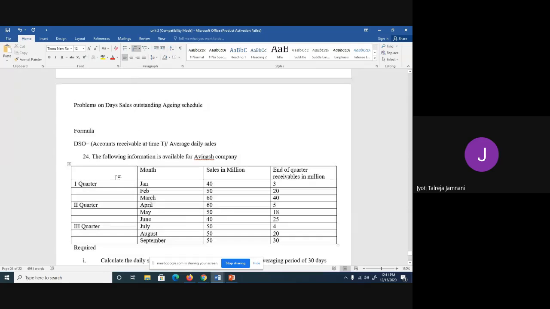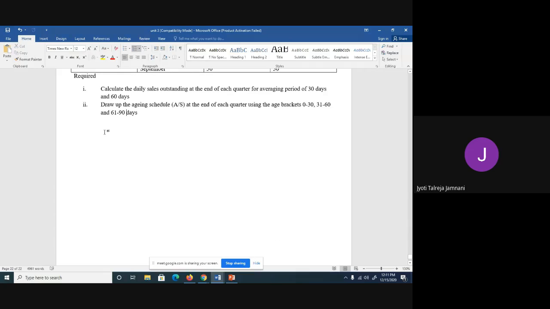So first, let's start with days sales outstanding. This is the formula for days sales outstanding which I will be using. So let's copy down the formula. Now what the formula says, days sales outstanding is equal to accounts receivable at time T divided by average daily sales.